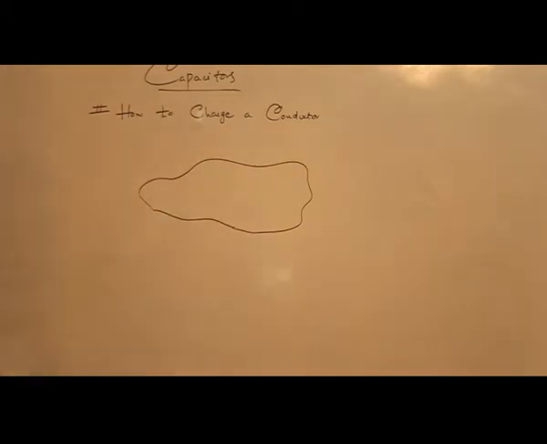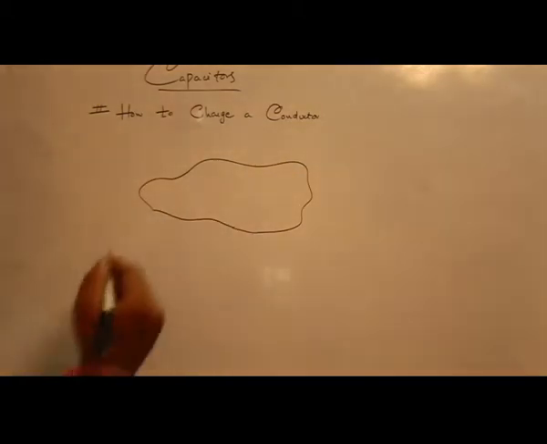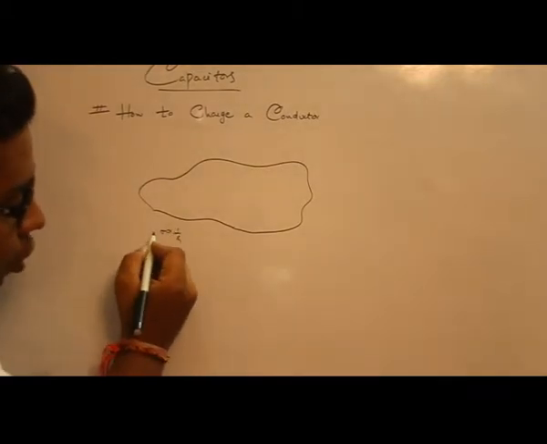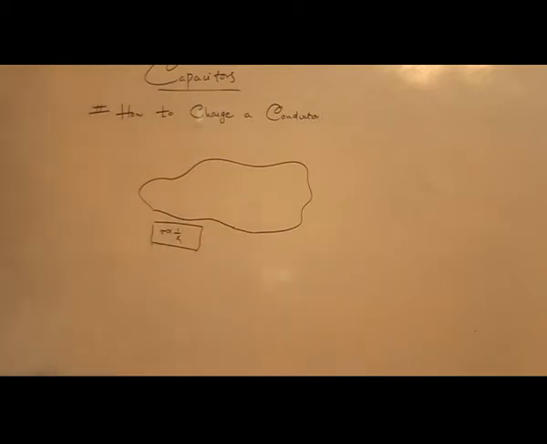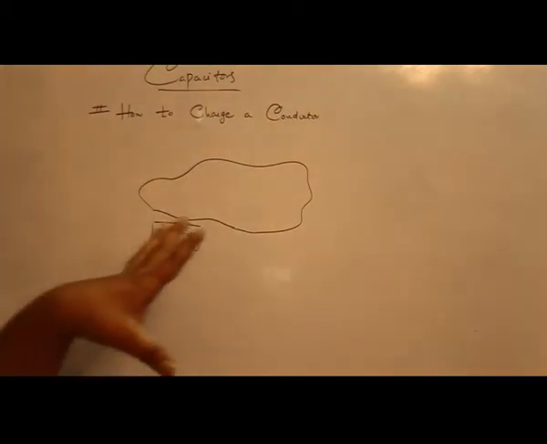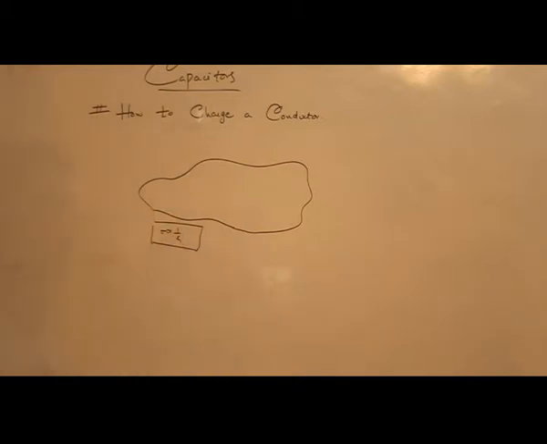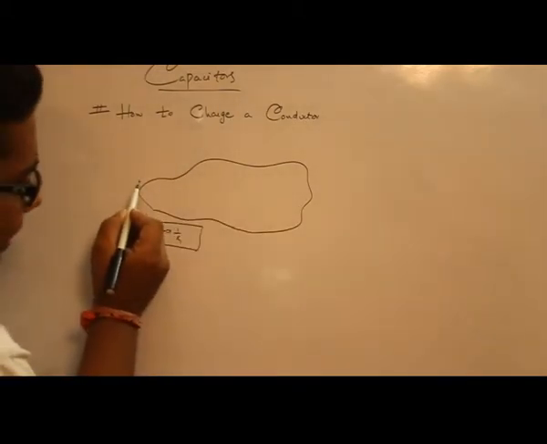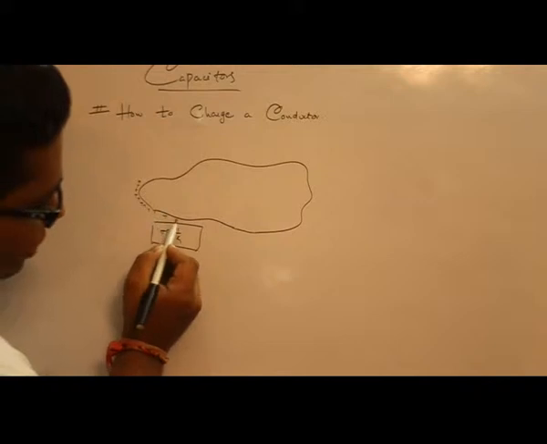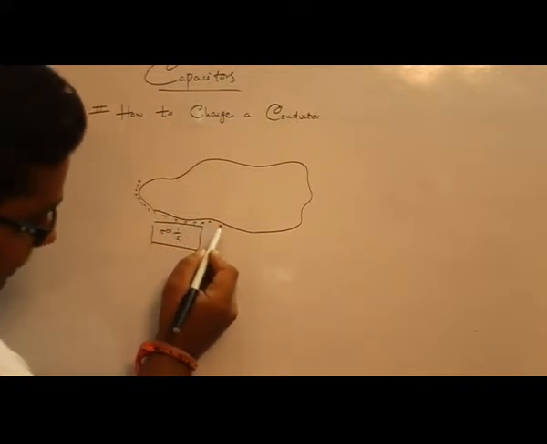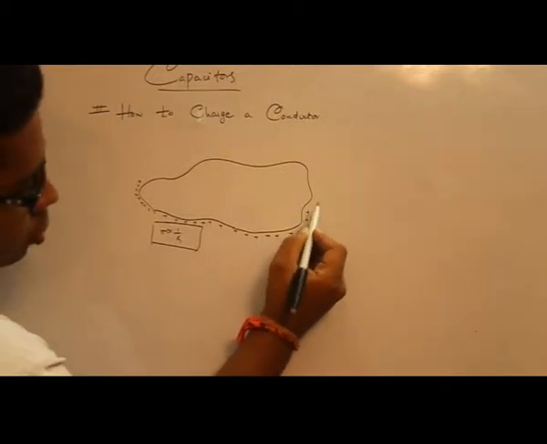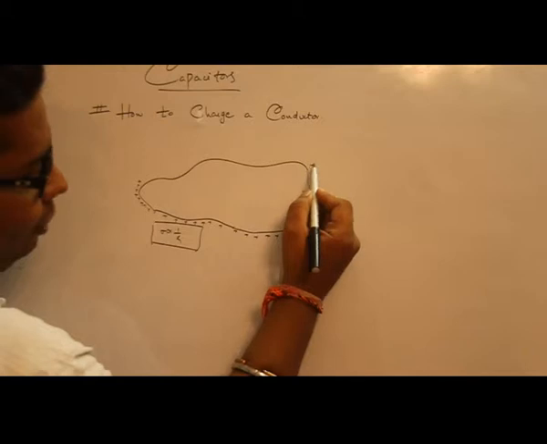The charge will reside in such a way that the surface charge density sigma is always inversely proportional to the local radius of curvature, 1 by r. Therefore, whenever a charge is given to an irregular shaped body like this, the charge will reside on the outer surface in such a way that at the sharp edges the concentration of charge will be more, and it will be less at surfaces where the radius of curvature is large. So the charge distribution will be of this manner.